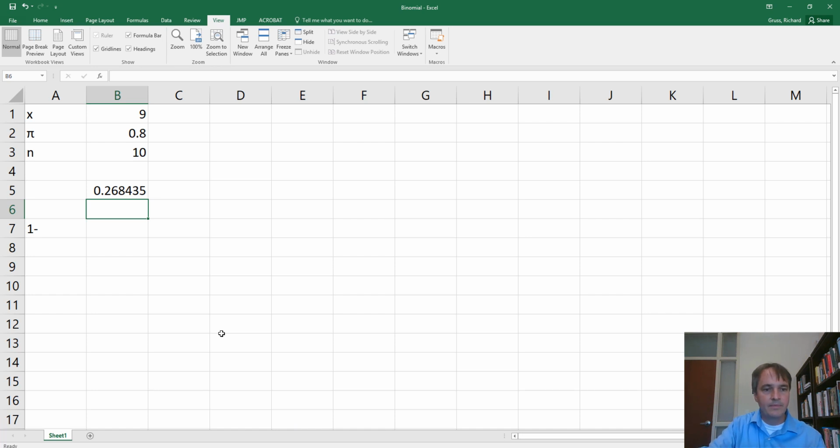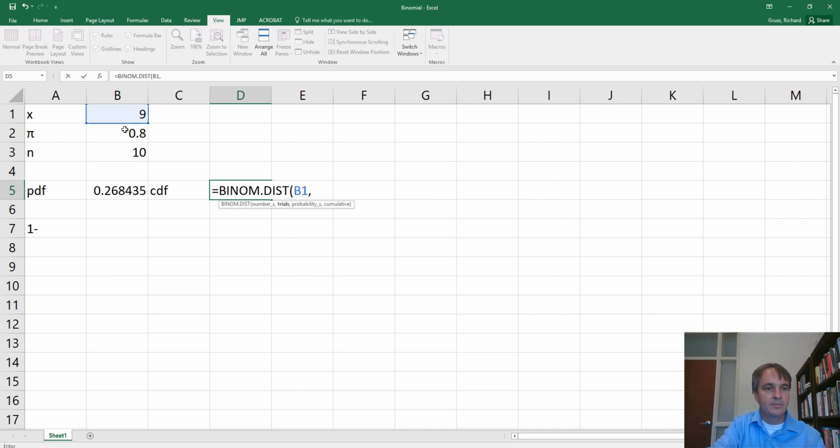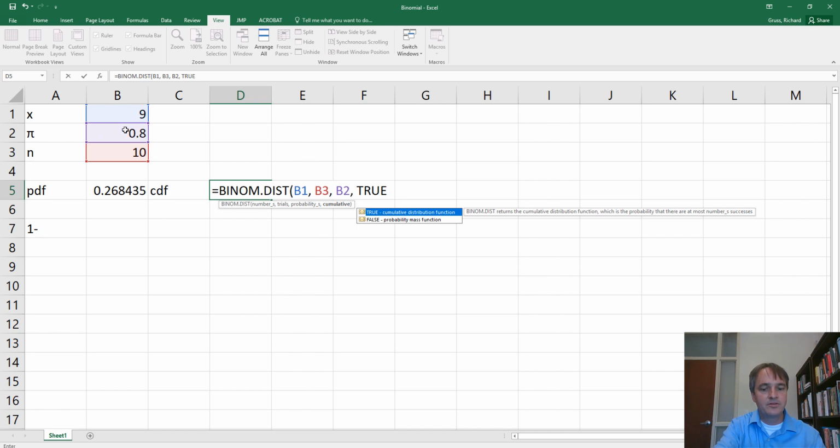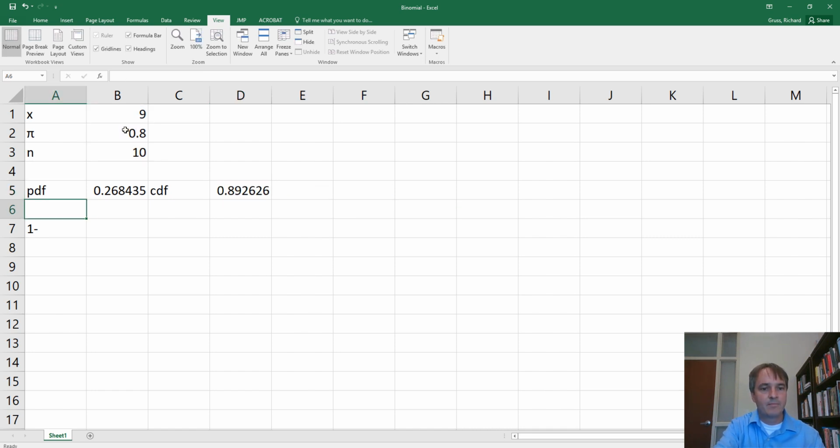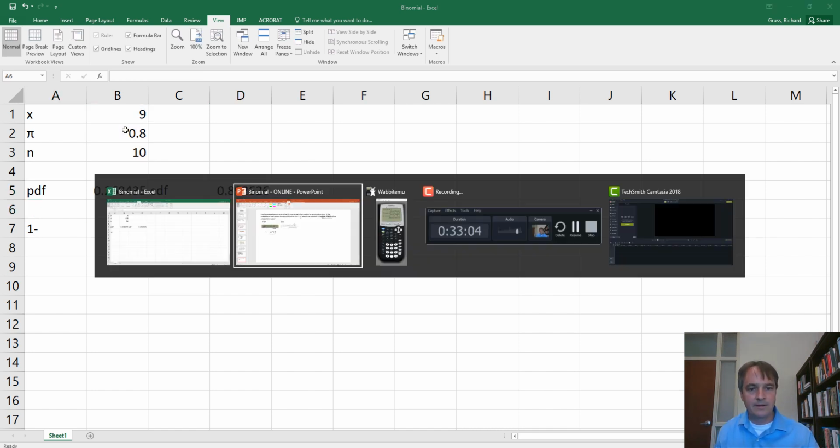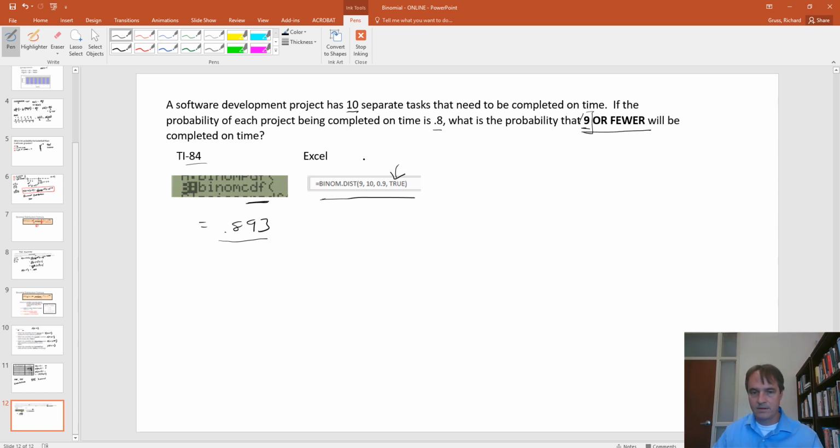The difference would be that we would put in a true here. So let's go ahead and do that. This will be our binomial PDF, and we'll put the CDF here. So we'll say binom dist. Once again, number of successes 9, number of trials 10, probability of success 0.8, and this time we're going to put in true for cumulative. And we've got 0.893, same as before.